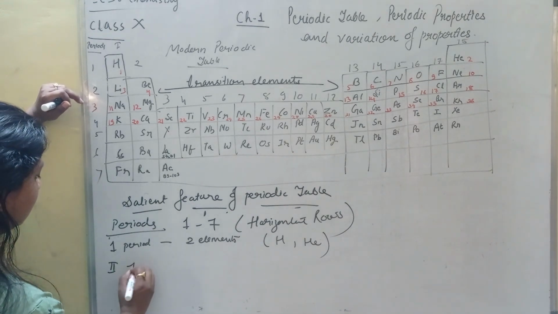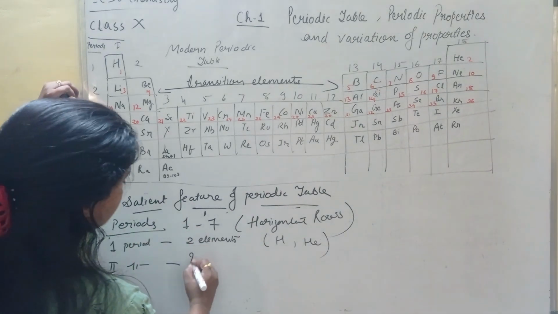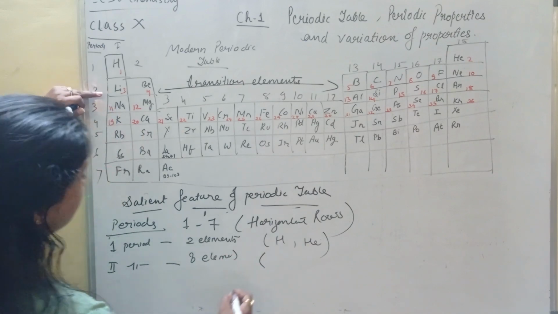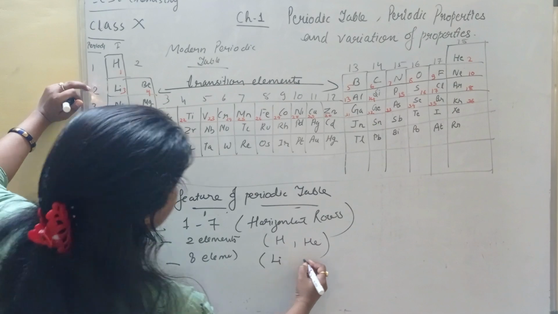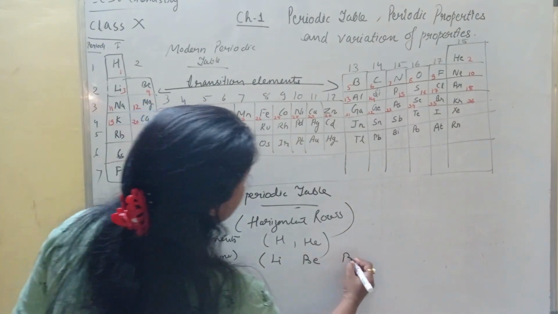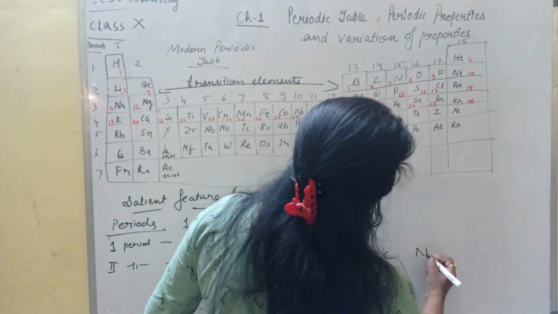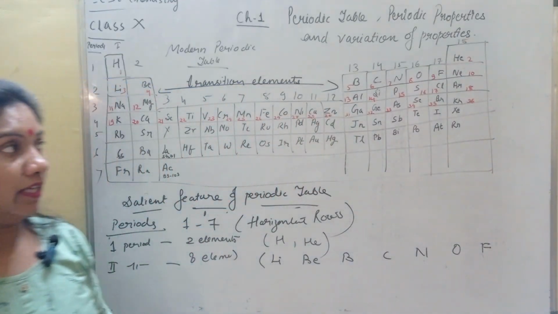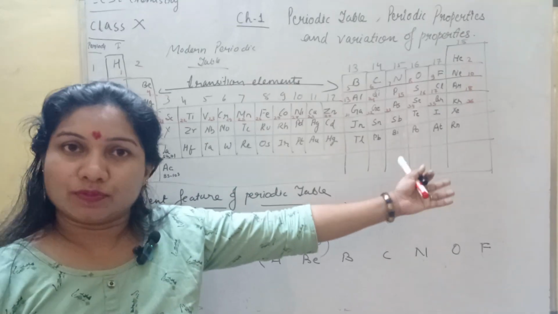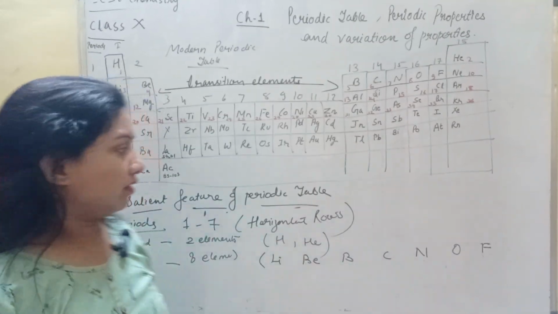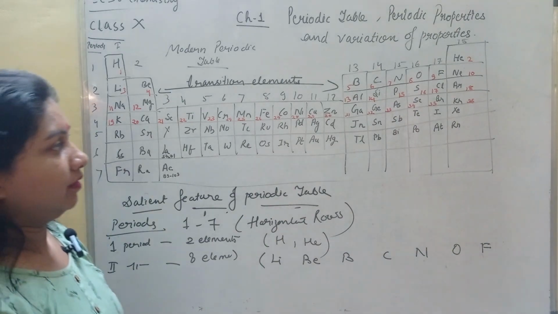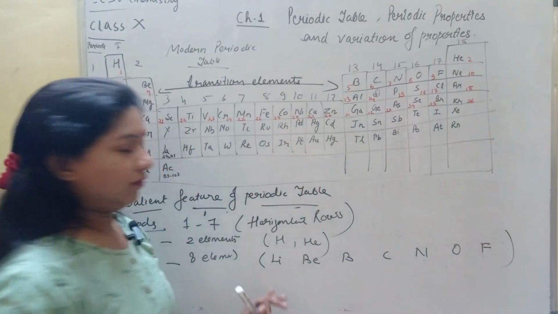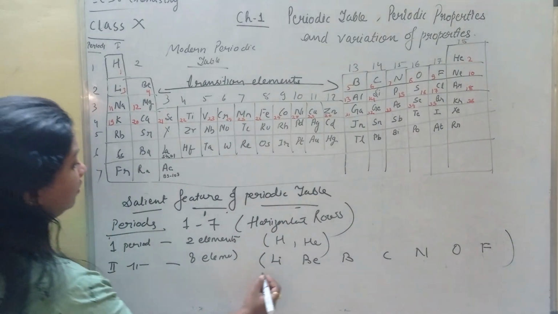Second period, 8 elements. Starting from lithium, beryllium, boron, carbon, nitrogen, oxygen, fluorine. We will not write neon because they have to be studied separately. They are special, so they will be studied separately. So lithium, beryllium, boron, carbon, nitrogen, oxygen, fluorine. Now we will write the configuration.